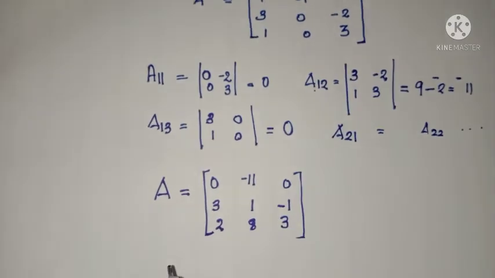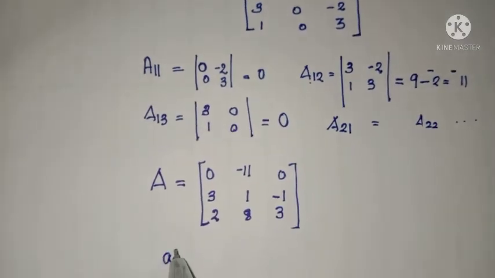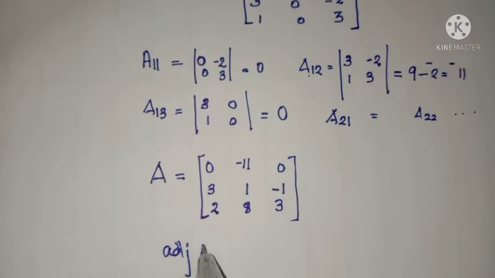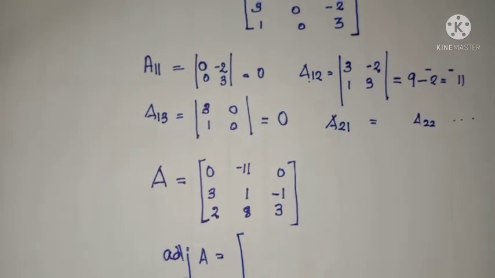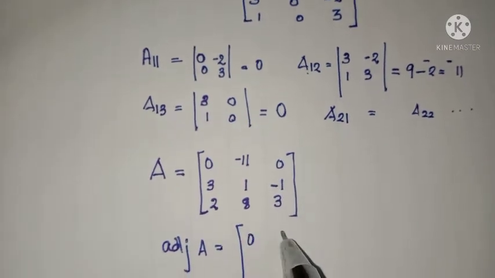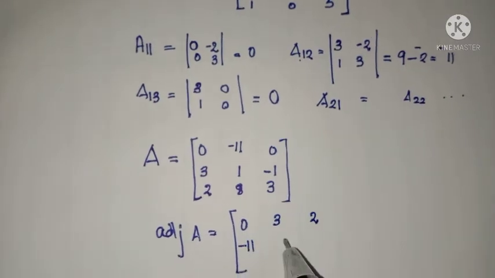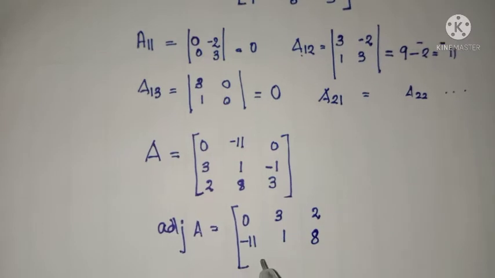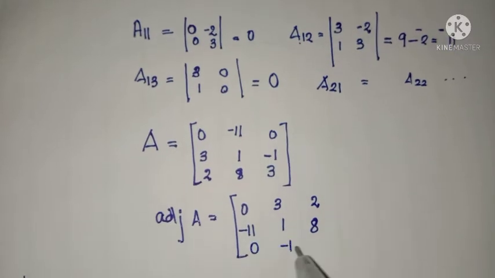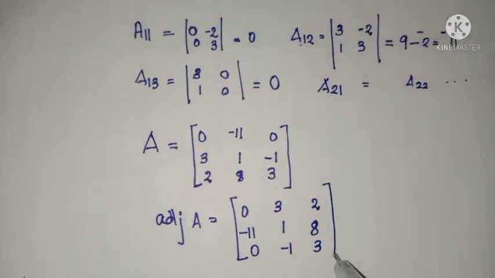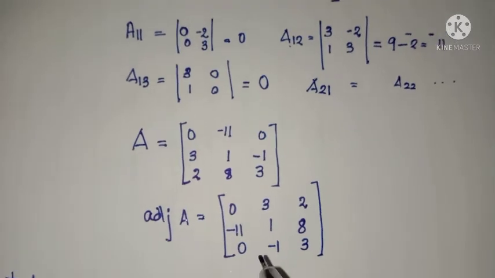Now find its transpose and the transpose is known as adjoint of the matrix A. So transpose is 0, 3, 2, minus 11, 1, 8, 0, minus 1, 3. So this is our adjoint matrix.